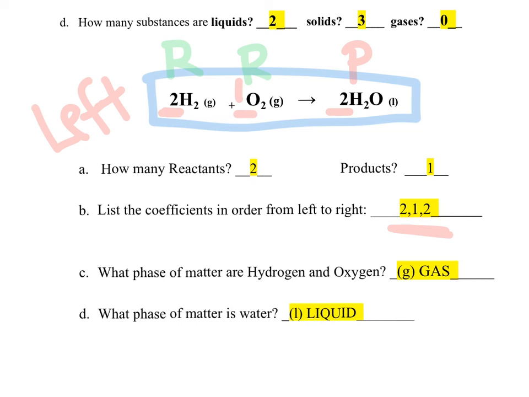What phase of matter are hydrogen and oxygen? Here's my hydrogen and here's my oxygen, and they're asking about the phase of matter, which is what's in parentheses. Both of those say the letter G, so I know that they are both in the state of a gas. What phase of matter is water? Here's water. It's asking about the state of matter, and that's the letter L, which tells me it's in the liquid state of matter.